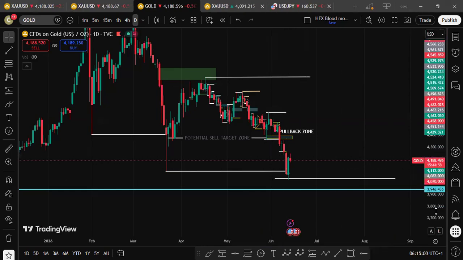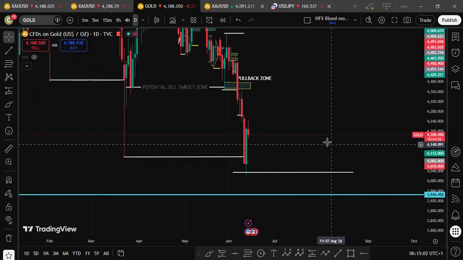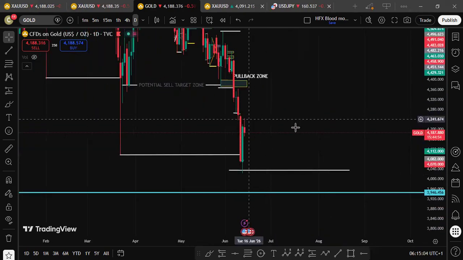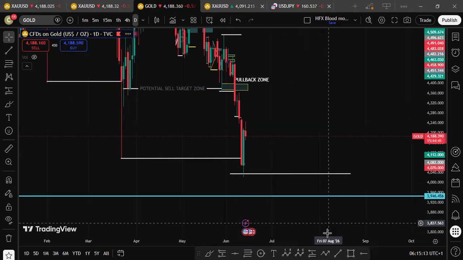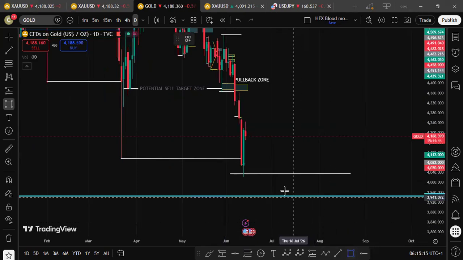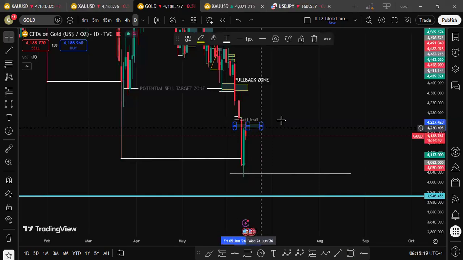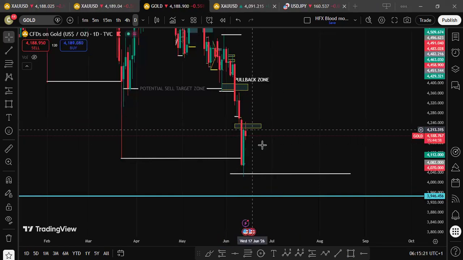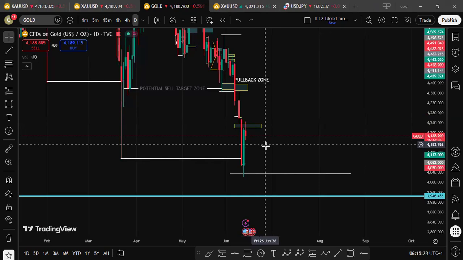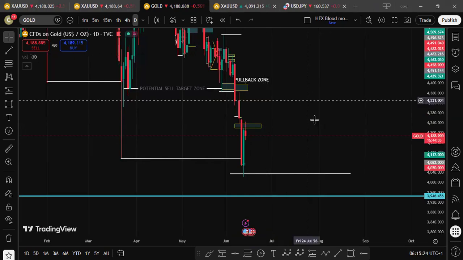But one thing we know is that it came to respect an FVG. So this is the daily time frame FVG, and it's expected to respect it. It came, tapped in, and it's dropping, right? So now we are done with this.